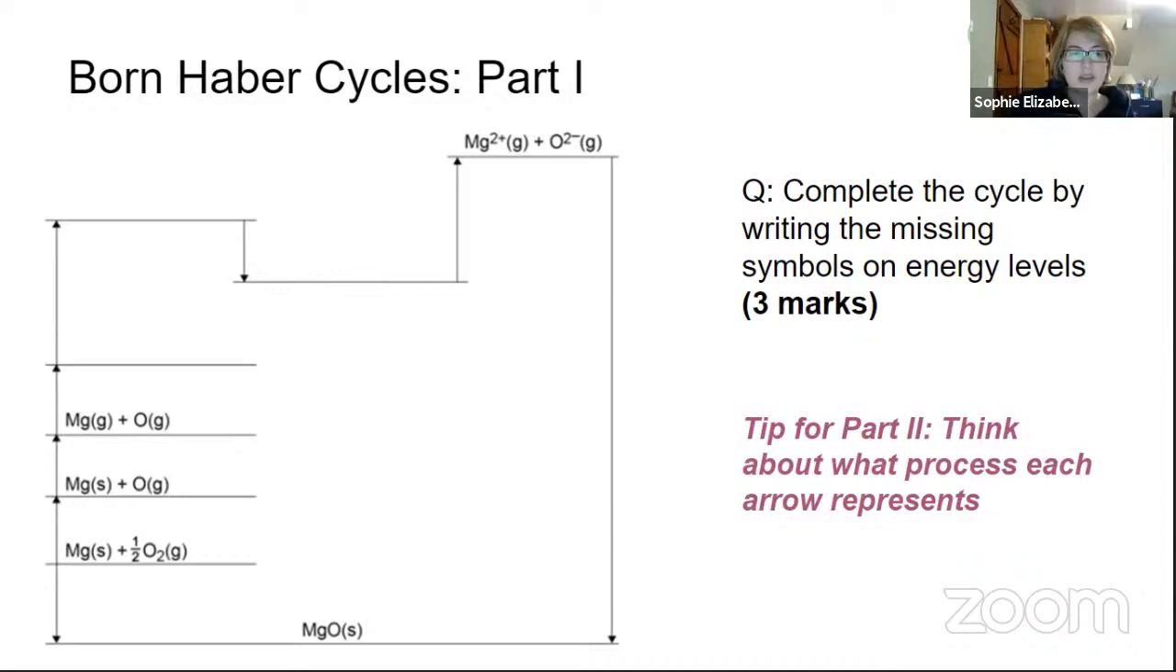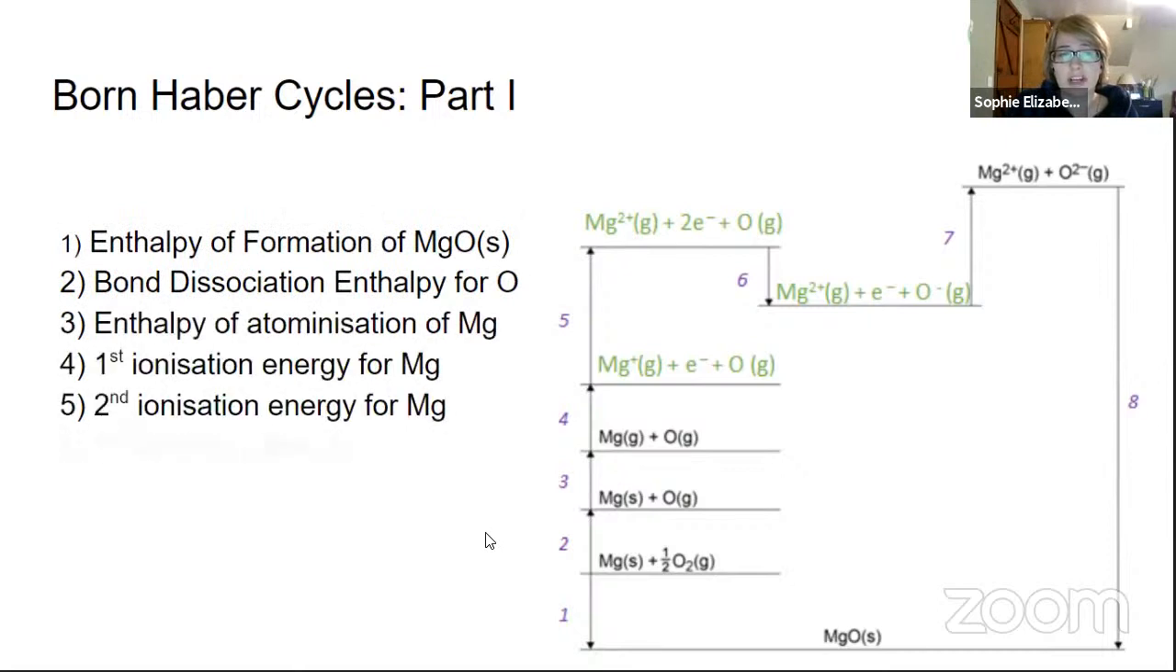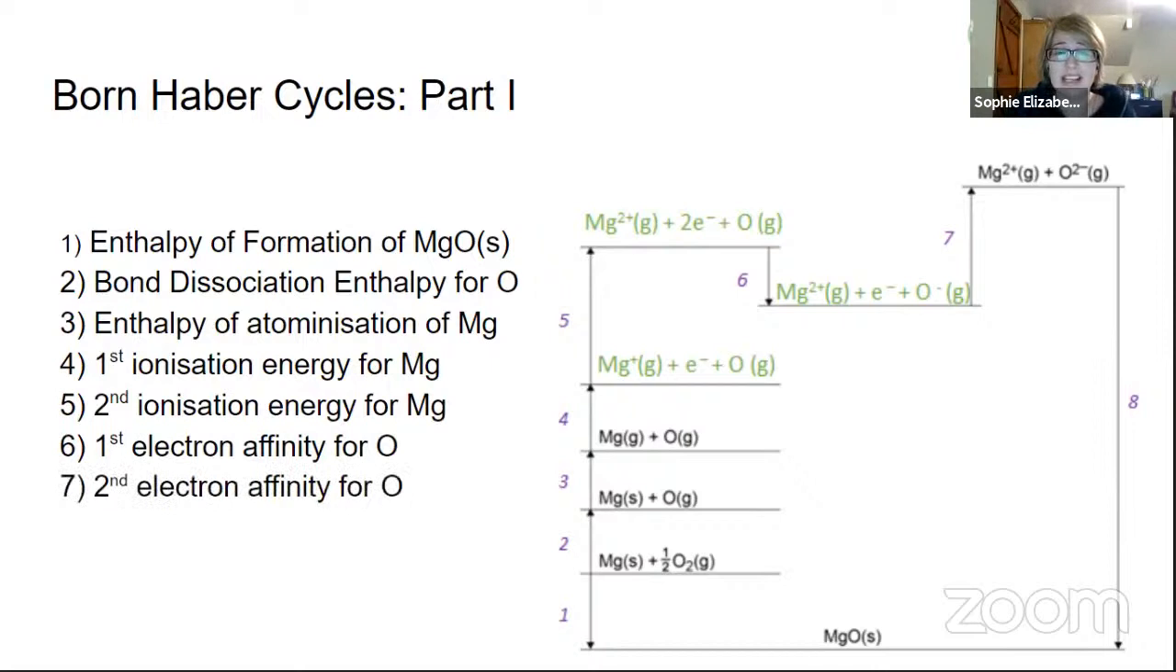What I will say is that you do have a choice here. You know that you're going to have to ionize both of these atoms, but it's which one you do first, whether you do oxygen or magnesium. To explain this, I'm going to show the answer, because a lot of the time people mess up on Born-Haber cycles just because they get the steps the wrong way around. These are some standard definitions that you will need to memorize.